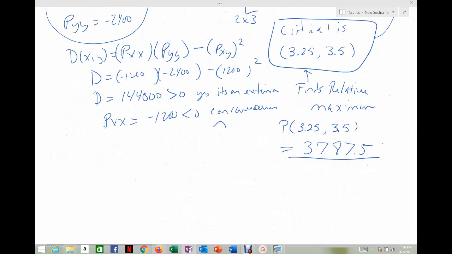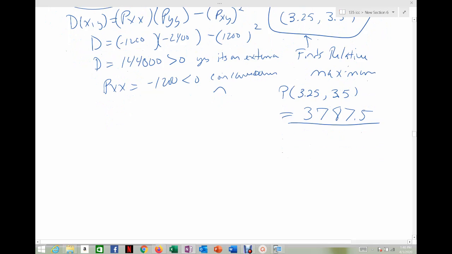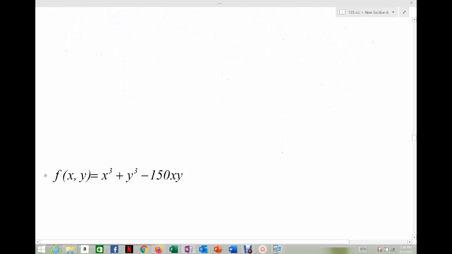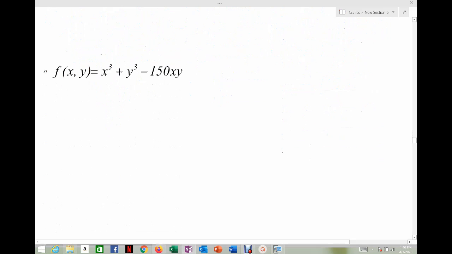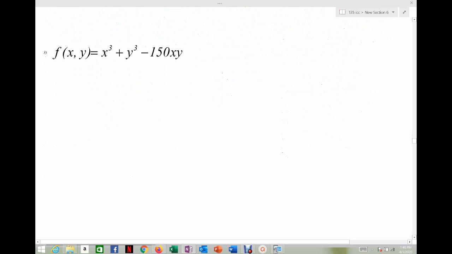Alright, the next example. So we did one where it was just straightforward. This one required the matrix. So I'm going to assume that the next one is probably a substitution case. And it is. As soon as I see those cubes, I know I'm going to have to use my substitution rule. Alright, find my first derivatives to get to my critical value.